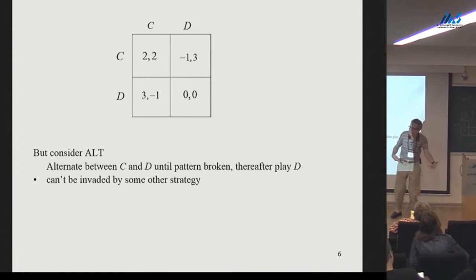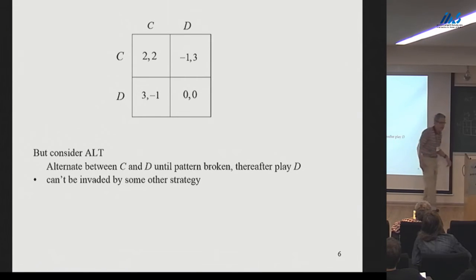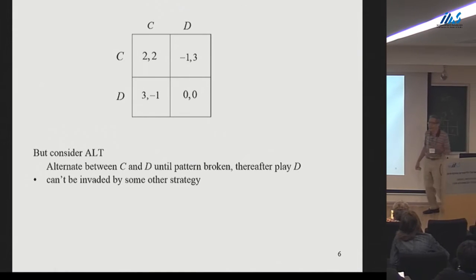We can go all the way to almost completely uncooperative behavior and still maintain evolutionary stability.